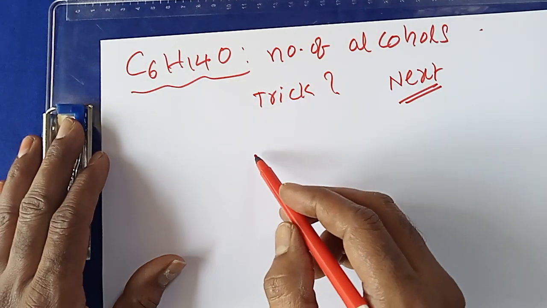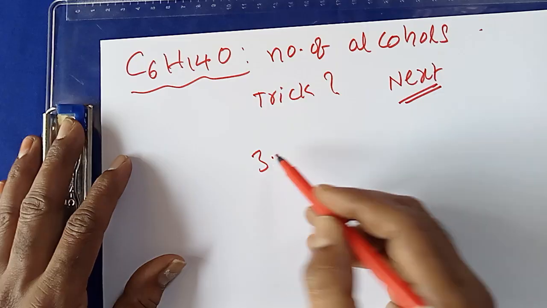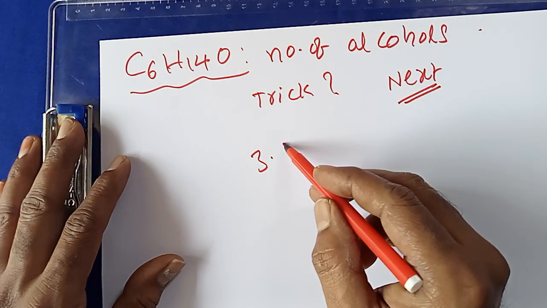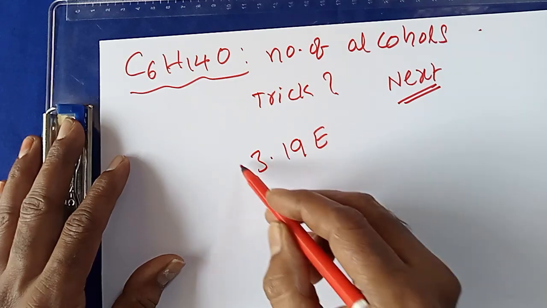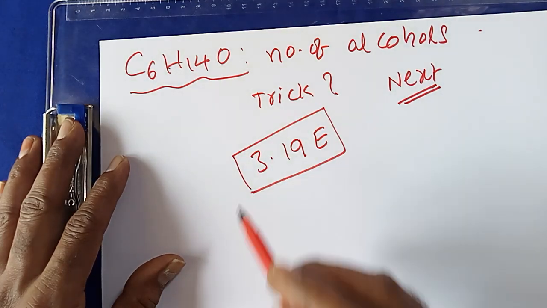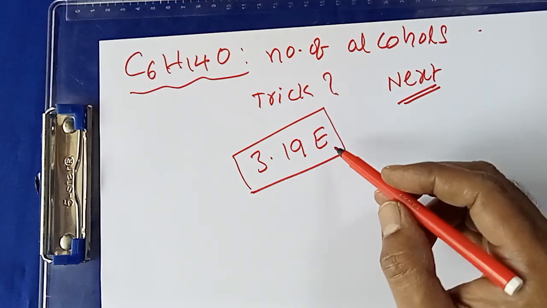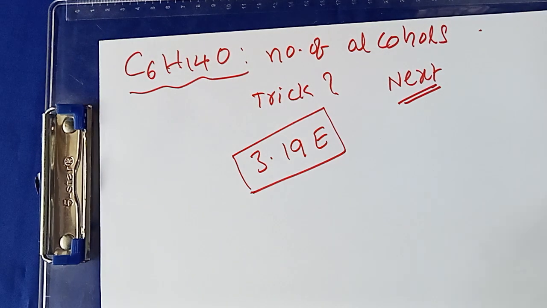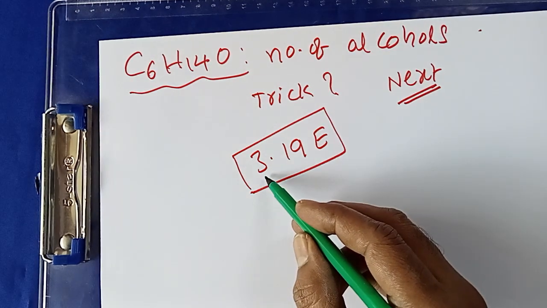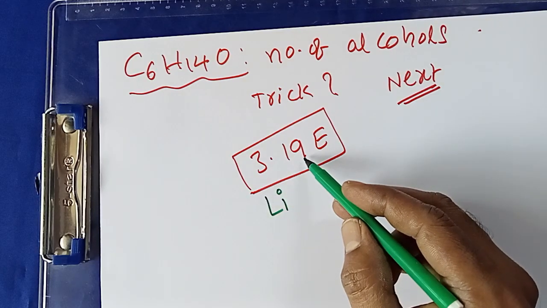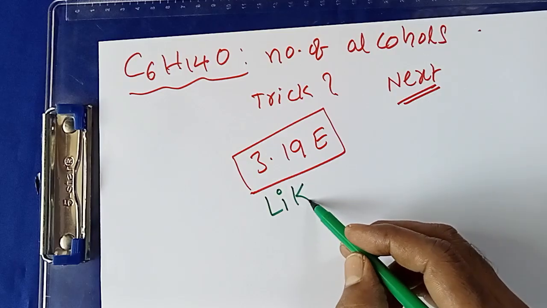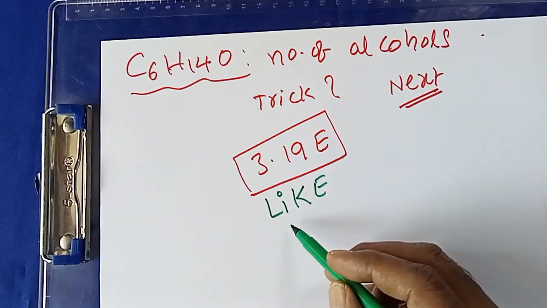So here 3, 19, E. Then you can find out what this means in chemistry. So I will reveal that. What is the 3 element? Lithium, Li. 19 element? Potassium, K. E as it is, so Li.